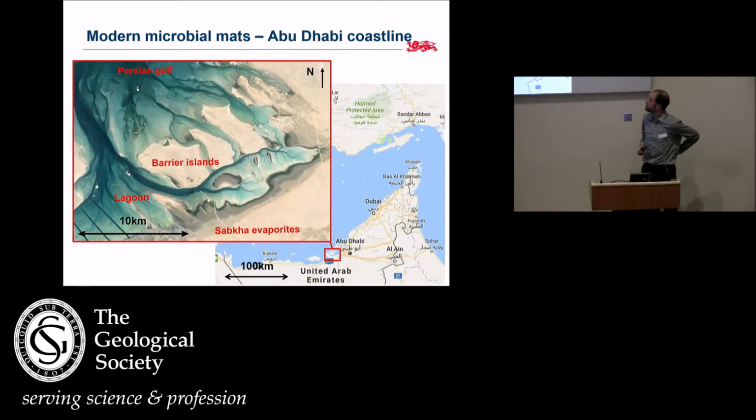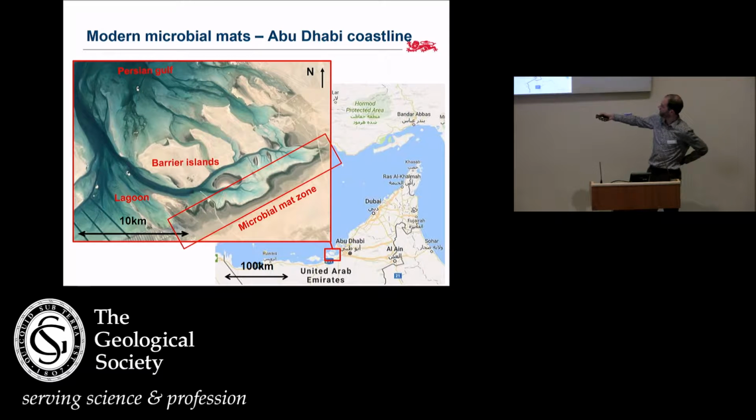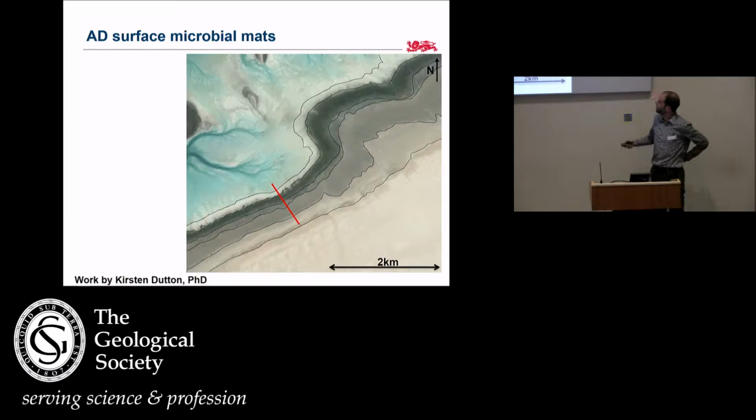Right, so here we are along the coast of Abu Dhabi. We have the Persian Gulf here in the north, these barrier islands, a lagoon, and these sabkha evaporites here on land. And in between there, we have a kilometer-long and about 1.5-kilometer-wide zone of microbial mats forming. If we zoom in a little bit more, we can take a transect.